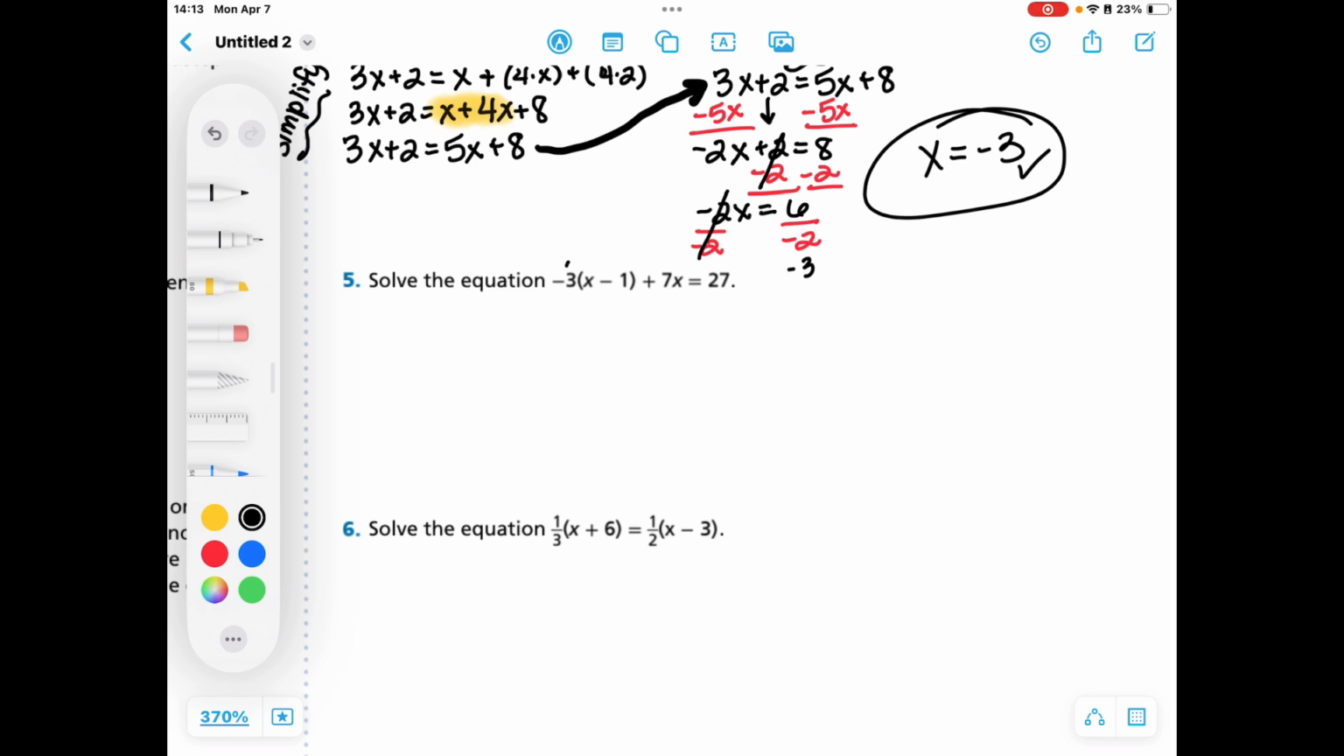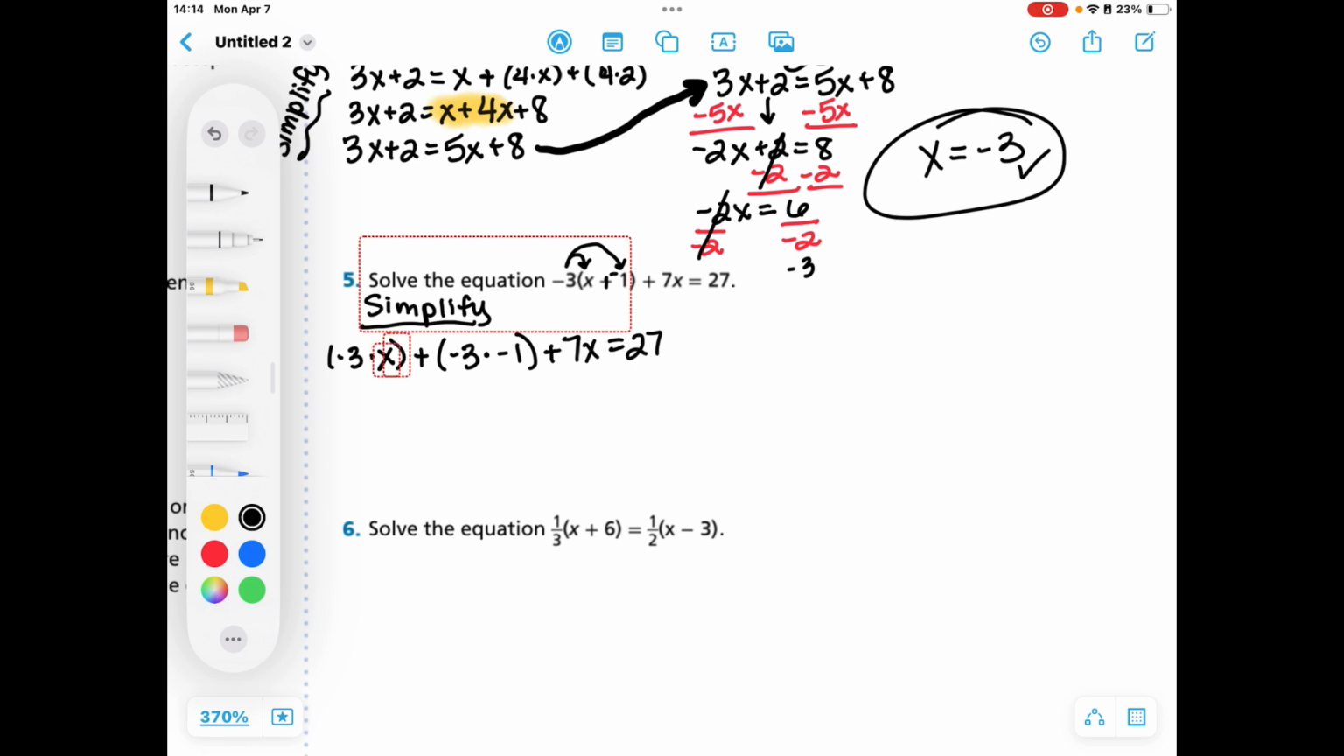Number 5, we're going to start off by simplifying first. So just to start off, I'm going to distribute this -3 to both the terms. This will be a -3 times x. We can go ahead and put a plus here. -3 times a -1, and we'll describe exactly what happens there here in a second. And I did do negative because this is plus a negative number. Leave that plus 7x alone, equals 27.